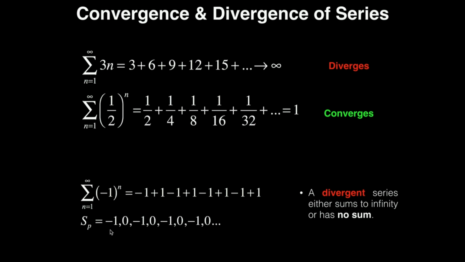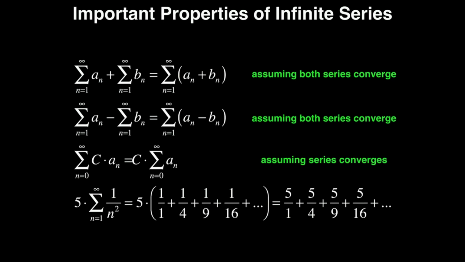This series, apparently, its sum alternates between -1 and 0 an infinite number of times, and it never settles on a single value. Therefore, this series has no sum, and is also divergent as a result. So it diverges. Okay? So the key here: if it settles on a single value, and it's finite, it converges. If it blows up to infinity or never settles on a single value, in which case it has no sum, it diverges. Okay? And one more thing about infinite series.